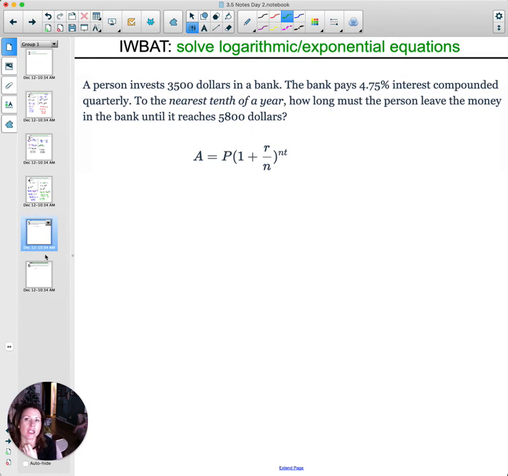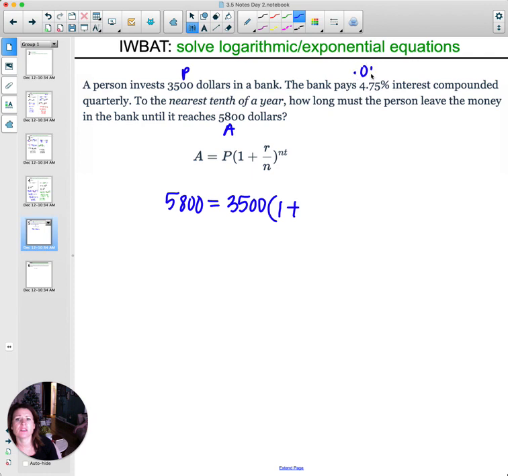All right, then let's take a look at this word problem. So this one says a person invests $3,500 into a bank. The bank pays 4.75% interest compounded quarterly. To the nearest tenth of a year, how long must the person have the money in the bank until it reaches $5,800? So we know what the output is. We want to know when it will reach $5,800. We also know the initial investment, or the principal amount, was $3,500. And then this is what we wanted out. And then the rate is 4.75%.